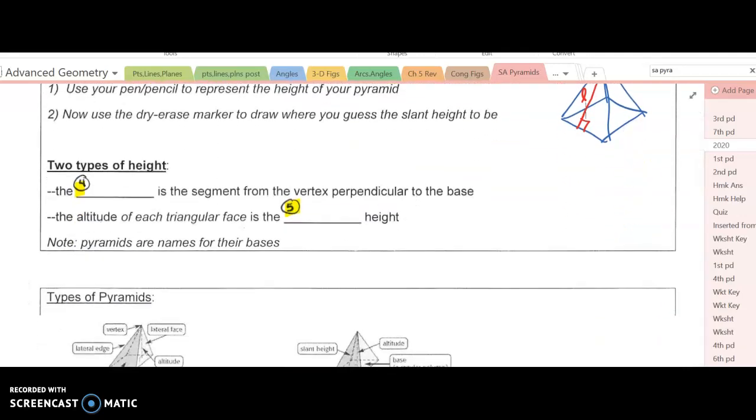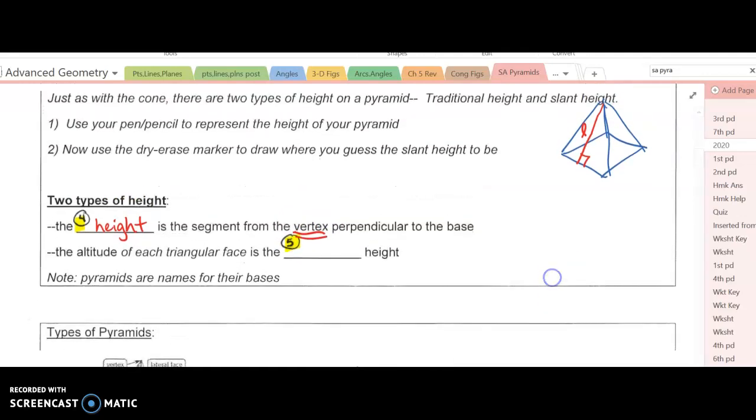Okay, so two types of height. We said the actual height, the traditional height, is the segment from the vertex, starts at the top, and goes to the base. So it's this guy going perpendicular to the base. And then the altitude of each triangular face is the slant height. And it makes sense that we would call it the slant height, right? Because it's slanty. It's on the slanted side of the pyramid. And just like with prisms, remember, pyramids are going to be named for their bases.